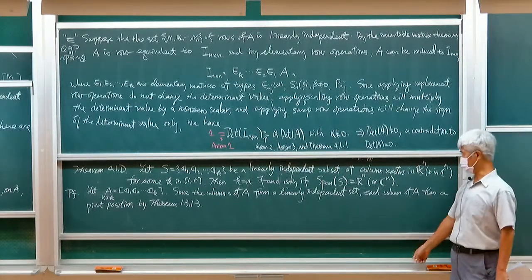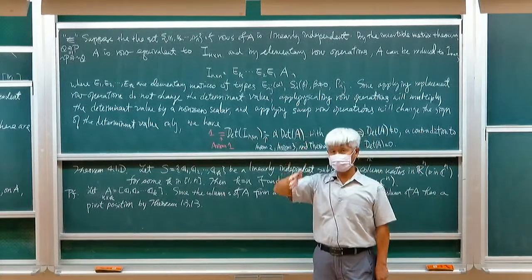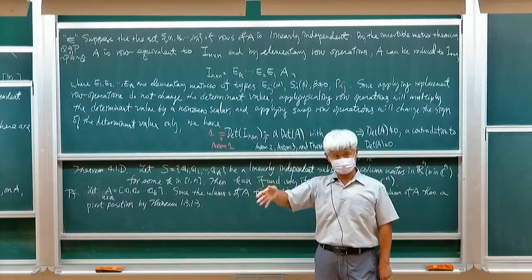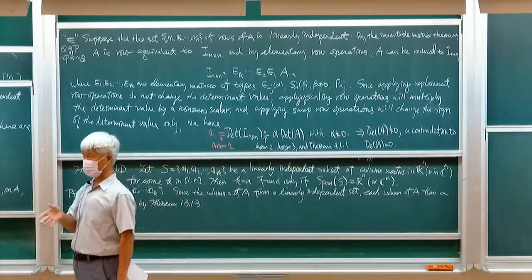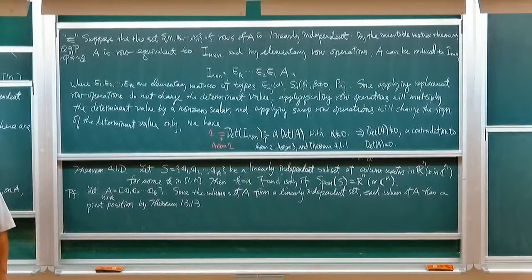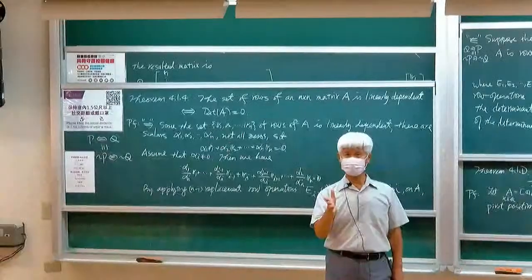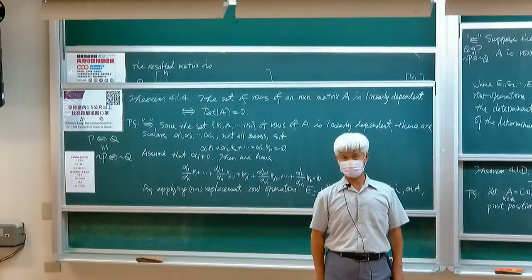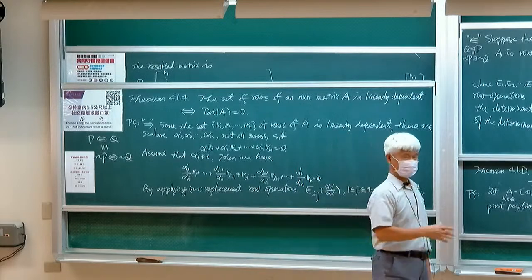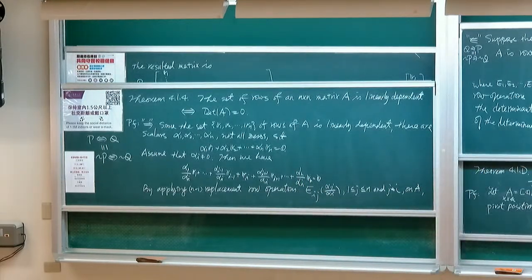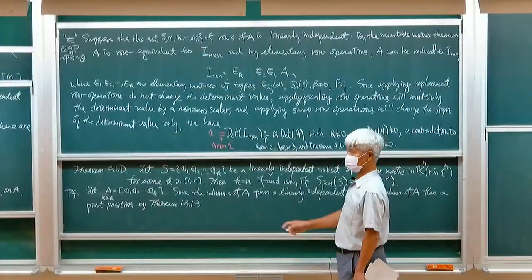So that means that every column should have a pivot position. Why? Because if there is a column that has no pivot, then the corresponding unknown variable can be set to be free. When we have a free variable, then the kernel of A is non-trivial. It contains infinitely many solutions. So each column of A must have a pivot.